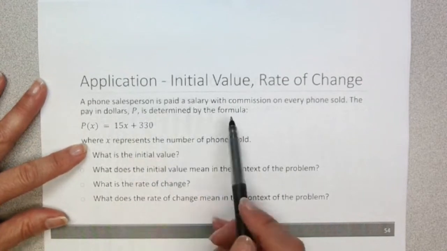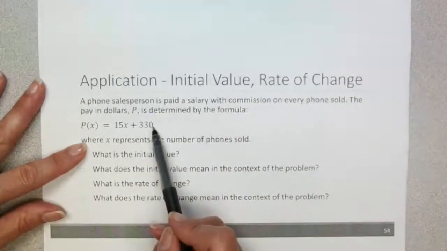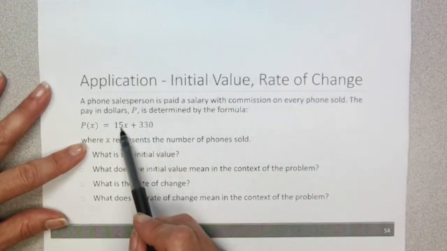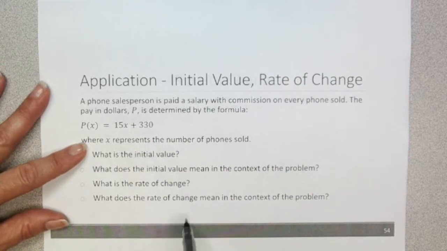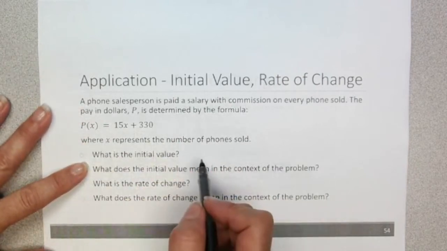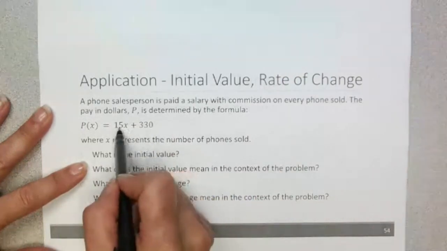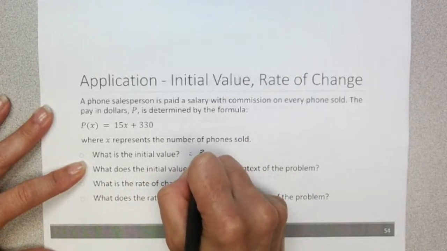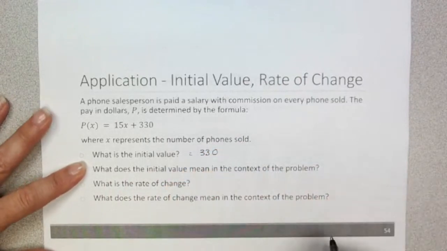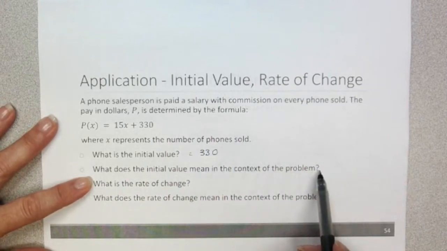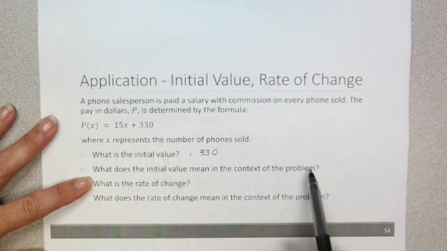All right, so what are they saying there? They're saying this person gets $330 pay every week, even if they don't sell any phones. But for every phone they sell, they get an additional $15. My rate of change here is that additional $15, right? What is the initial value? Well, the initial value in this function is the base salary. This is base salary plus commission. So the initial salary is going to be the $330. What does it mean in context? It's the base salary. It's the salary that is earned even if no phones are sold.